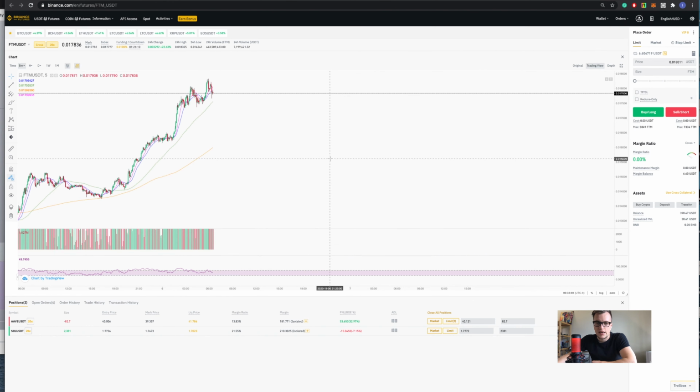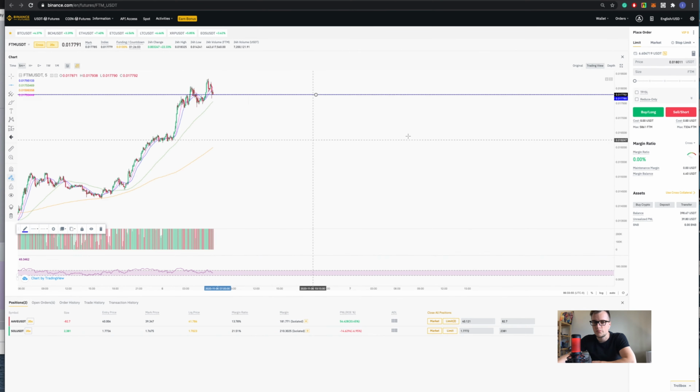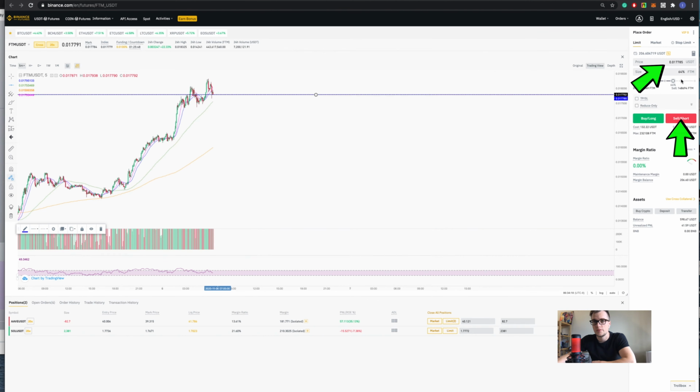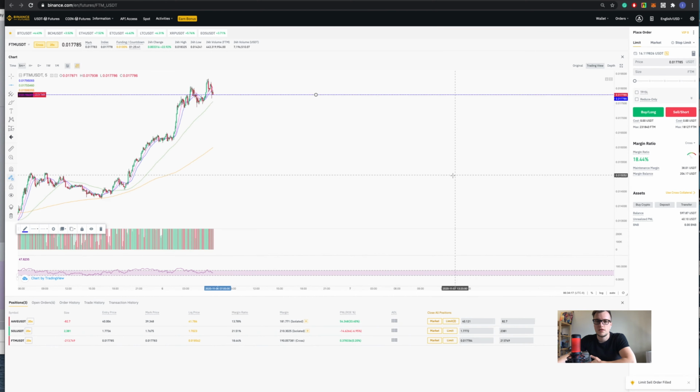After selecting a pair that you intend to trade, transfer the desired amount of money from your spot wallet to your futures wallet. Just click on the icon next to your balance on the right sidebar and then move the funds. Choose the price at which you are planning to go short and then click on the Sell Short button. Don't confuse the buttons.